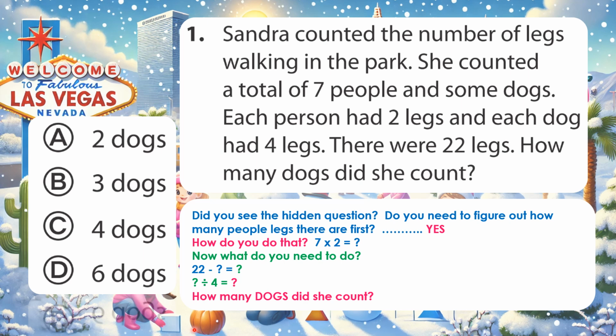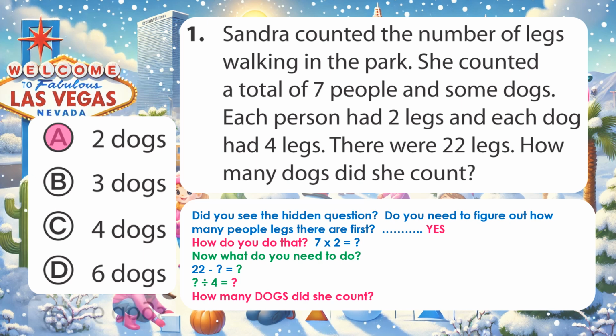I'm going to give you a few more seconds to figure that out. If you need a little more time, go ahead and pause the video. We're going to check our work in 3, 2, 1. Go ahead and check your work. She counted 2 dogs. So 7 times 2 equals 14. 22 minus 14 equals 8. So 8 divided by 4 equals 2. Or 2 times 4 equals 8. Go ahead and check your work that way.